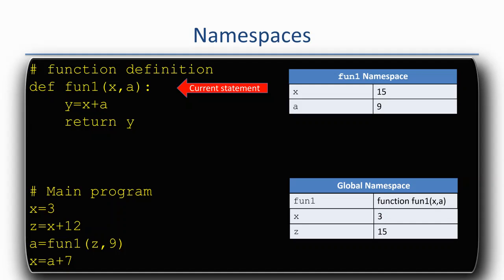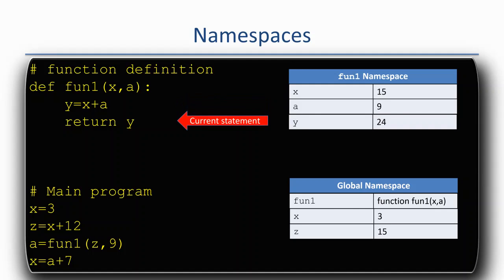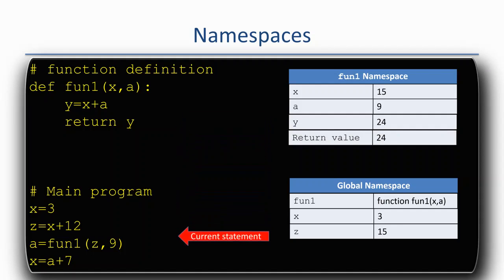Now Python goes to the first line of the function and gets ready to execute it. As soon as that line is executed, the value of x plus a is assigned to y, which in this case is 24. Then it gets to the return statement, prepares the return value to be 24, and then jumps back to the line where the function was called.